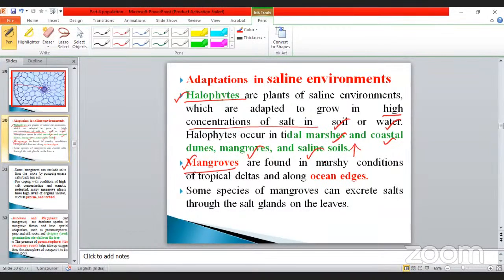The mangroves are found in the marshy conditions of tropical deltas and along the estuary edges. That's why I told you, estuary edges. Some species of the mangroves can excrete salt through the salt glands on the leaves also. Some of the mangrove plants have specialized glands, and through the glands the salt is excreted. These are the specialized characteristic features of mangrove plants.